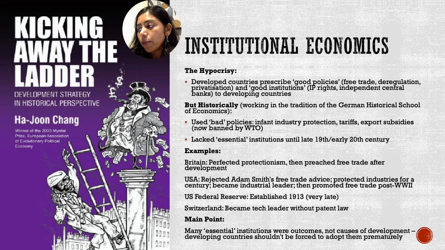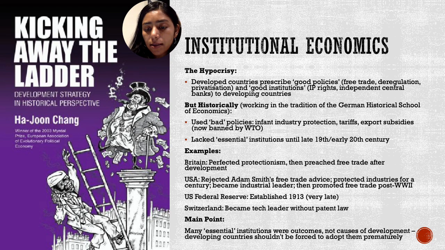But historically, he points out, working in the tradition of the German Historical School of Economics, these countries have used, quote, bad policies such as infant industry protection, tariffs, and export subsidies, which are now banned by the World Trade Organization. And they lacked the essential institutions that they now promote until the late 19th or early 20th century. So he gives a lot of examples, of which I'm pointing out a few.